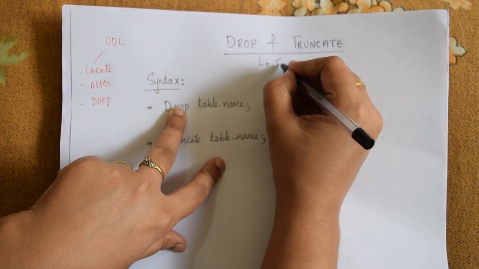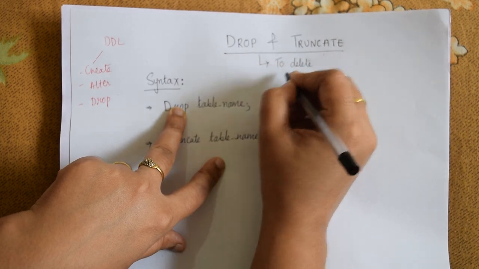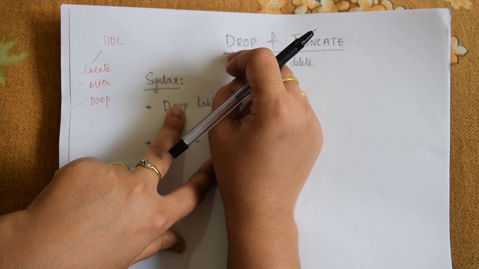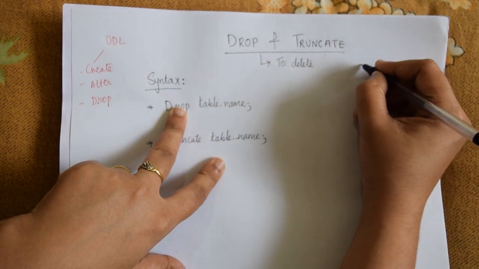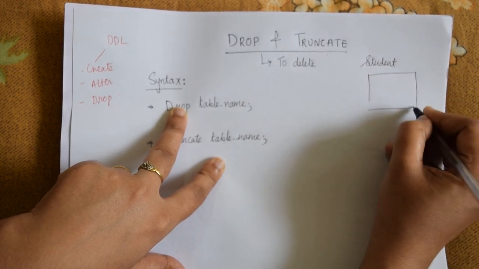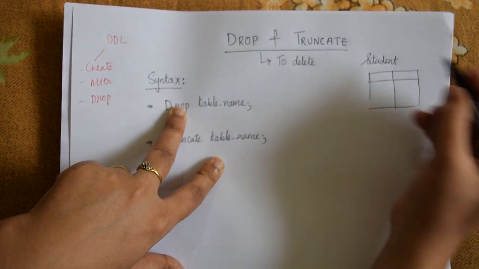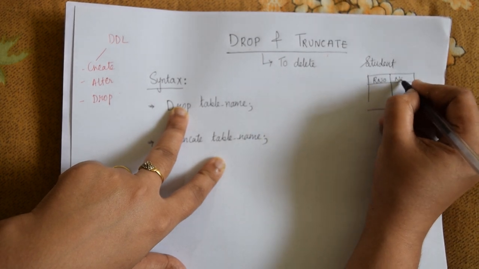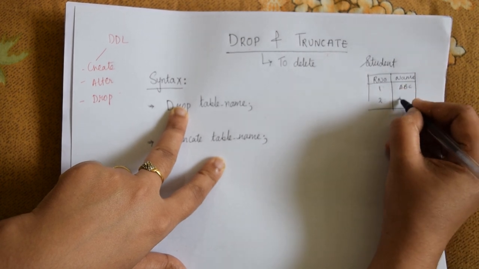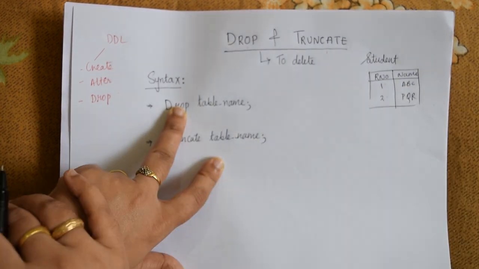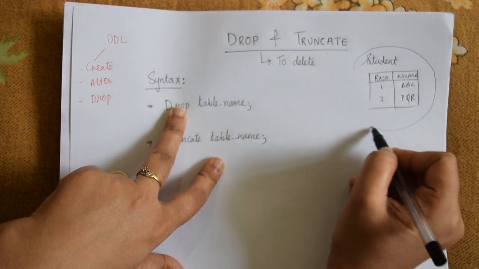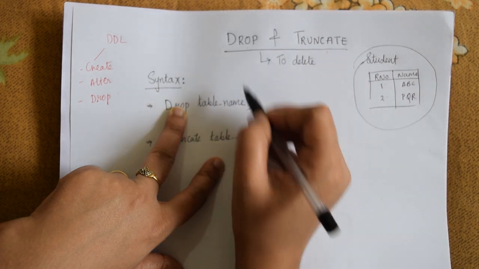Drop means to delete, correct? So whenever you want to delete a table, you will use the drop command. Okay, for example, I have a student table, and in the student table I have, say, two attributes, roll number and name, and I have, let's say, two records, 1 and 2. Okay, now if I want to delete this student table, I will use the drop command.